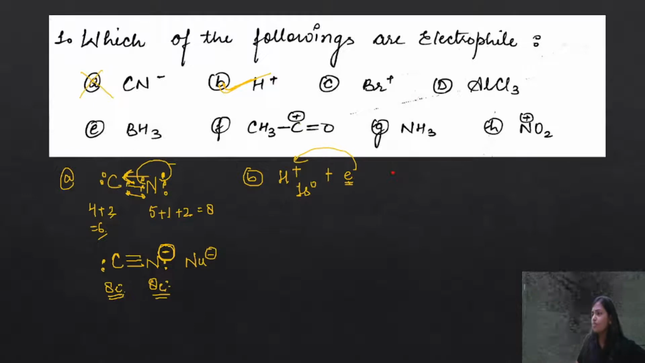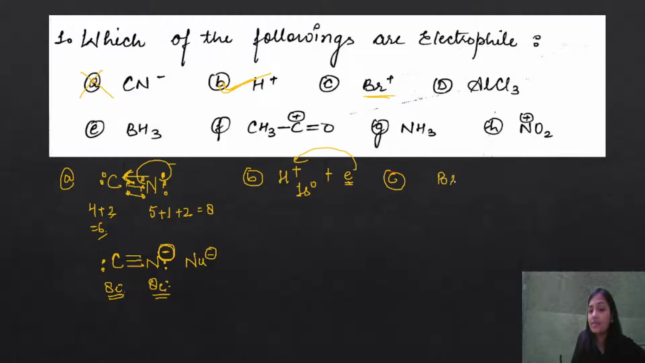Don't just rush, thinking okay ma'am, positive charge means electrophile. No, this is not the right way. Please let us learn sensibly, at least this time, because you're going to hit the JEE paper, not any ordinary paper. So please be cautious. This is Br positive.